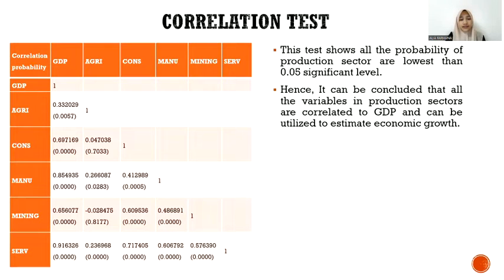Next is the correlation test. As you can see on the table, all the probabilities of the production sector are lower than the 0.05 significance level.